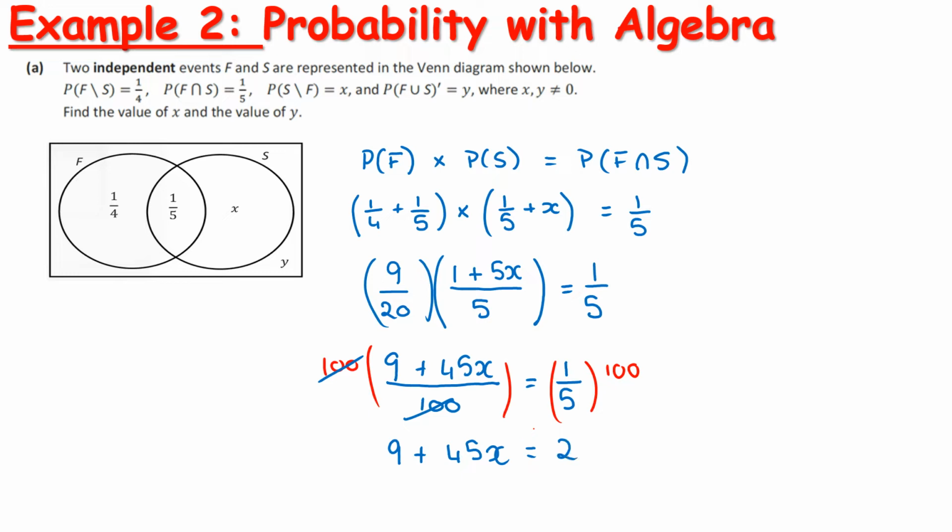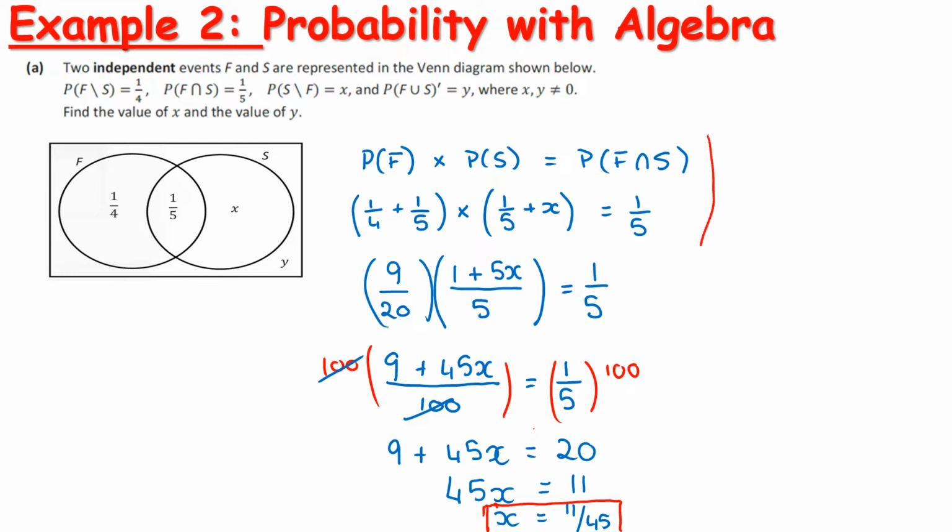And then this gives us 20. That gives us 45x equals 11. So x equals 11 over 45. So that is our first answer, 11 over 45. The next thing we want to do is work out y.